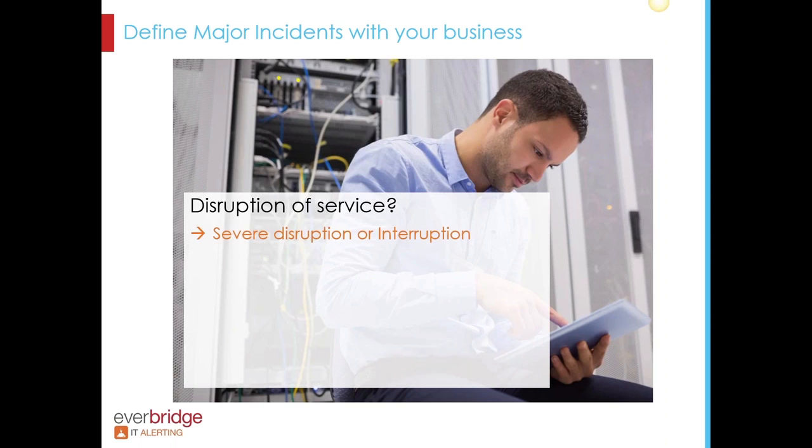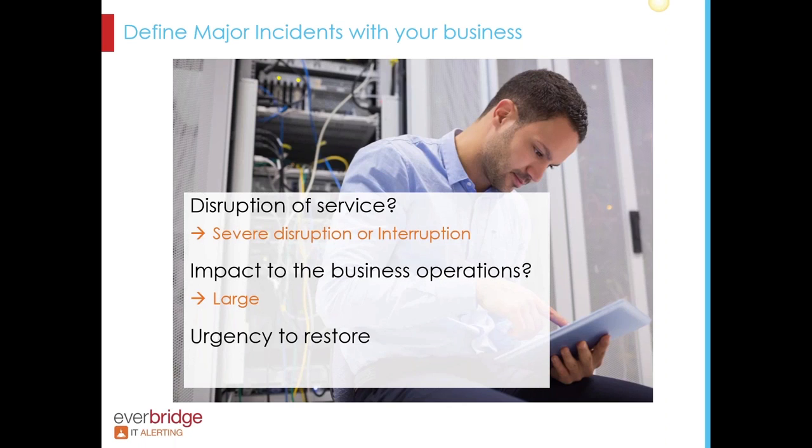And you can look at the definition of what a major incident is, and you'll find that it's going to be considered a major incident if it is a severe disruption to the service or even an interruption of the service, making the business application or the service unavailable. It has to be a large impact on the business. That means, for example, if it's a customer-facing service, it's going to impact a large number of customers. And the urgency to restore the service has to be high. That means the business will want to see a restoration of the service happen very quickly.